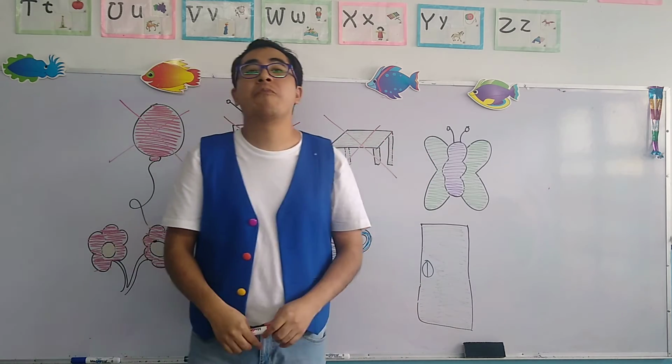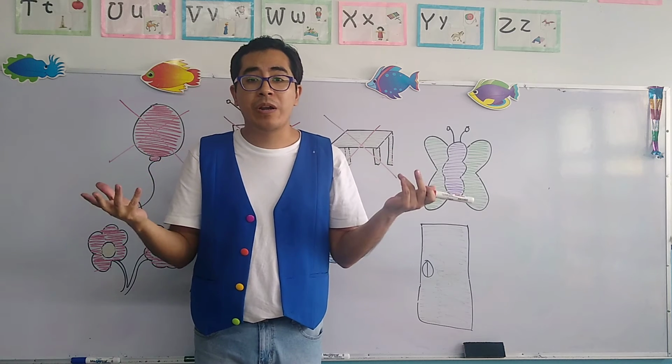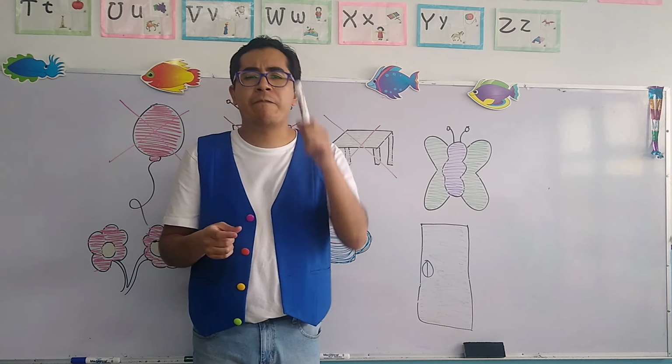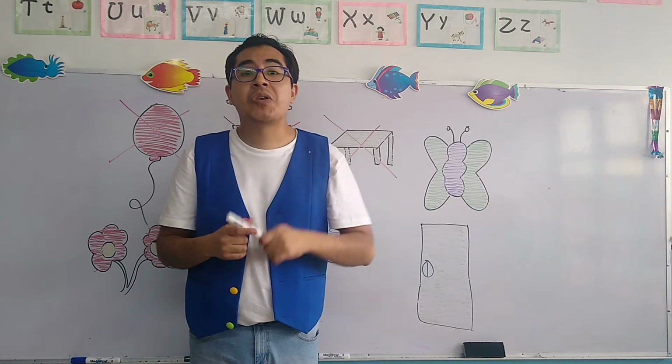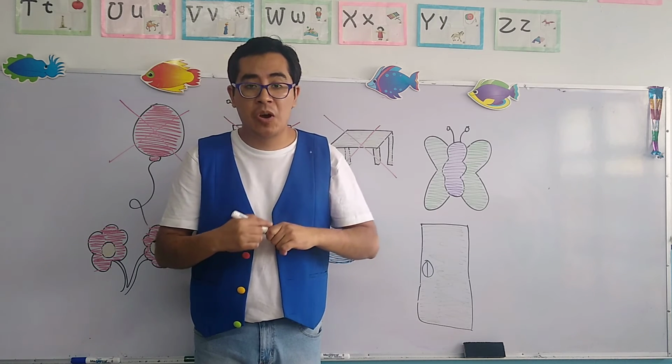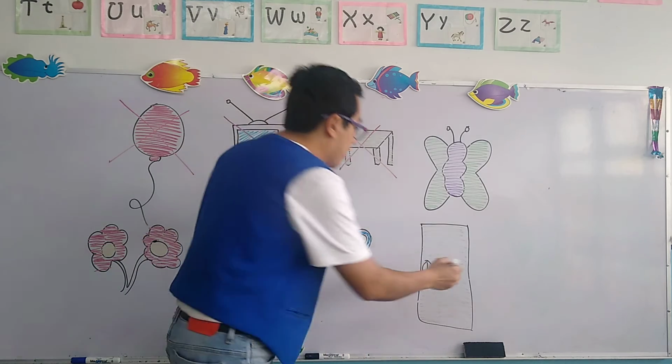Let's continue with the door. What about the door? Does it have the shape and form of a geometric shape? Yes, it does. It looks like a rectangle. So let's mark it.